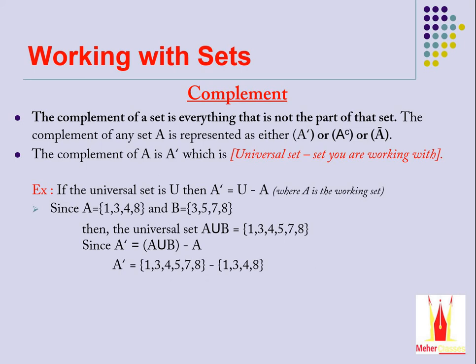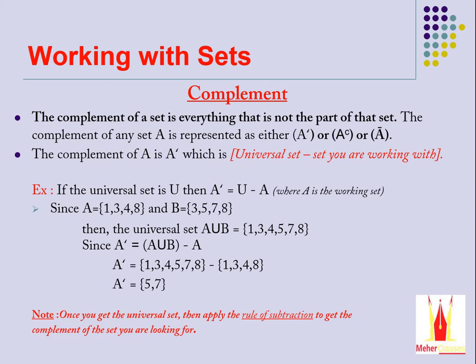And then here you need to apply the rule of subtraction. So A minus B is something that all the elements of A that are not available in B, it would be 5 and 7, because 1, 3, 4 and 8 are the elements that are available in B also. So you need to discard these elements and just need to write 5 and 7. So in the note it is written below, just for your sake, that once you get the universal set, then apply the rule of subtraction to get the complement of the set you are looking for.